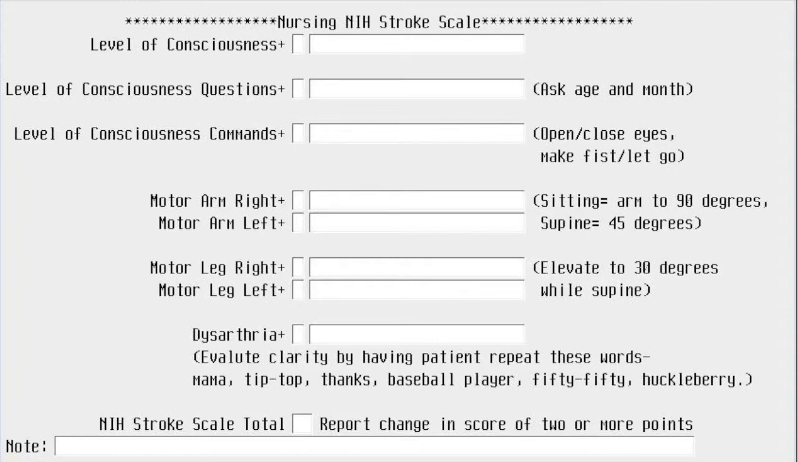At Griffin, we use the modified NIH Stroke Scale for nursing staff. So nurses must document the level of consciousness, motor movement, and dysarthria, or the difficulty of articulating. This is a speech test, so you are going to ask your patient to repeat certain words, and with the total score, you're going to report any significant change of 2 or more points.